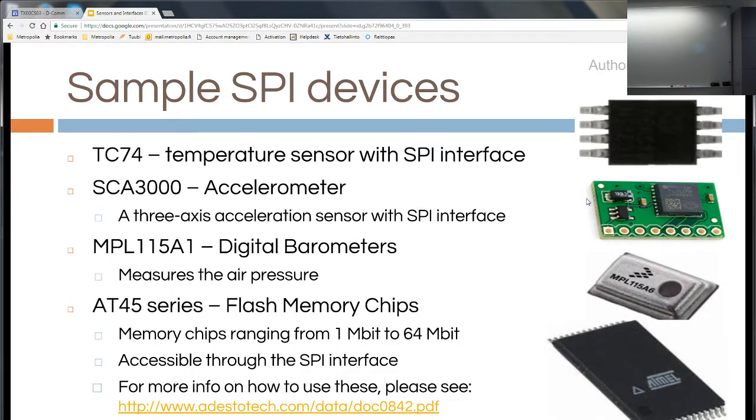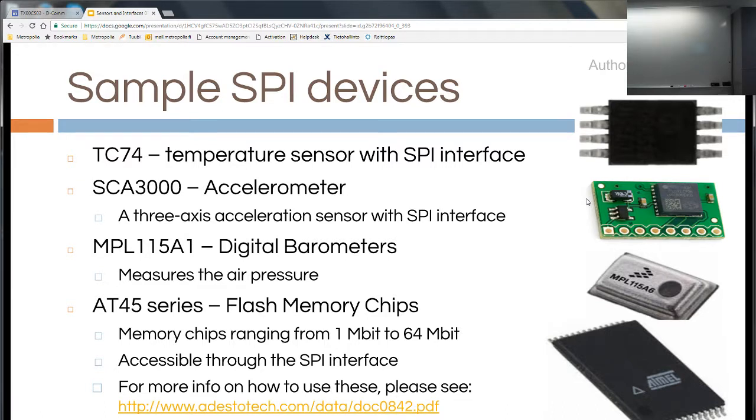Yeah, again, SPI devices. Hey, there's also TC74. TC74 can have either SPI or I2C bus. Then there's a nice accelerator, SCA3000. We have a few of those still laying around. That's one of those Murata sensors made in Vantaa. That's one of our partner companies there.